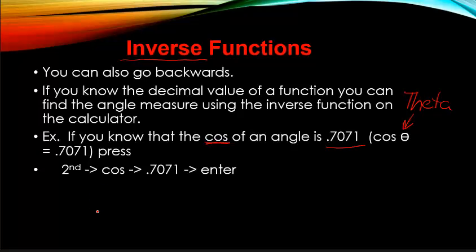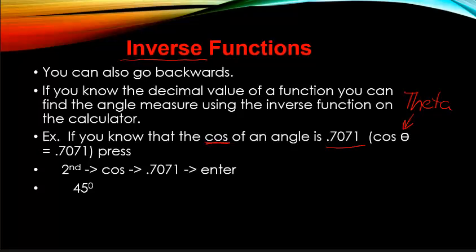Well, on the TI-83 and 84, you're going to hit that yellow button at the top left, the second button. If you look at your cosine button, you notice that it says cosine -1 up at the top. That -1 as an exponent means inverse. But in order to use that function, you have to hit the second button. That's why it's in yellow. So we're going to hit the second button, then our cosine button, then we push in our decimal value, 4 digits, 0.7071, enter, and you will get how many degrees that angle is.